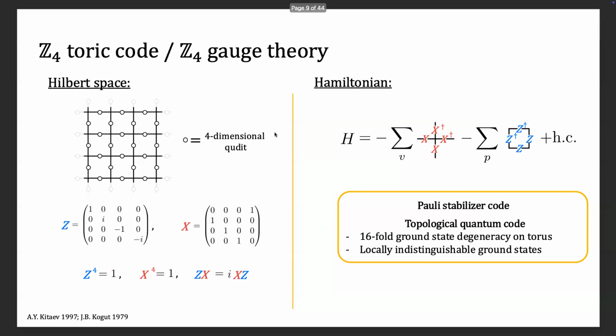And this is the semion, right? Semion? That's a good point. Z4 toric code is different from double semion. I will mention double semion later. But actually, the double semion can be embedded into the Z4 toric code.